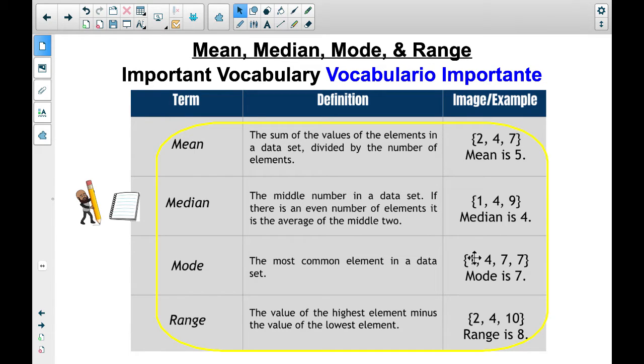Mode is the most common element. So if we have this data set and we have 1, 4, and we have 7 happening twice, 7 happens more than any other value, so the mode is 7. Now, we're going to get into this in a little bit, but there can be no mode and there can also be more than one mode.